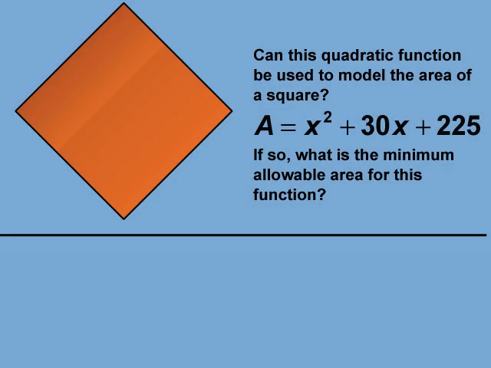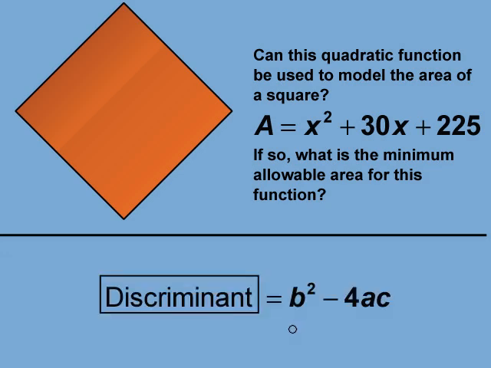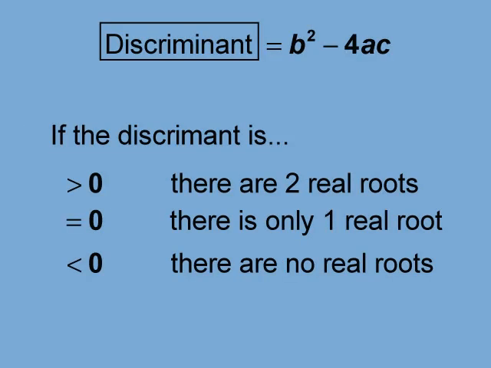Can this quadratic function be used to model the area of a square? A equals x squared plus 30x plus 225. If so, what is the minimum allowable area for this function? As before, let's calculate the discriminant to find the number of real roots. Recall the three possible outcomes for the discriminant value and what these outcomes mean in terms of the number of roots.